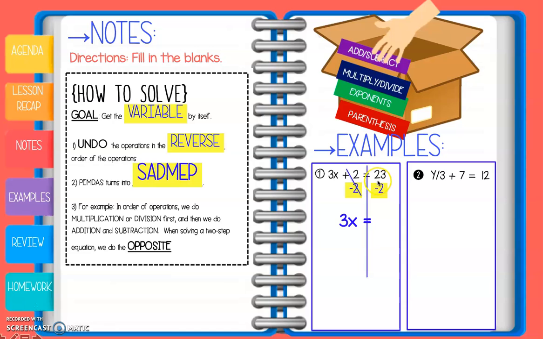Then we're going to subtract. We have 23 minus 2, and we get 21. And now we have just a regular one-step equation that we know how to solve.